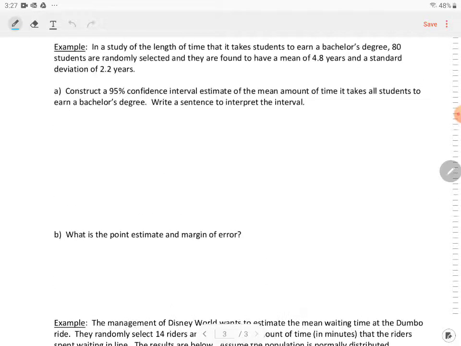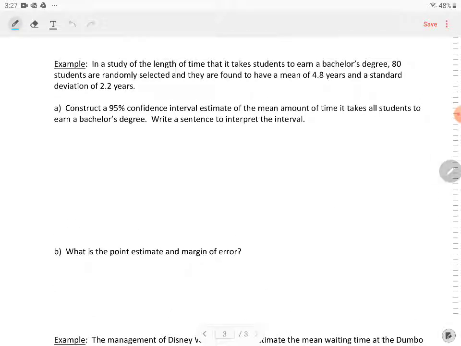Okay, so let's look at another one that uses data. Not data yet. Last one is data. This is stats again. In a study of the length of time that it takes a student to earn a bachelor's degree, 80 students, here's your N, are randomly selected, and they are found to have a mean average of 4.8 years and a standard deviation of 2.2 years. Construct a 95% confidence interval estimate of the mean amount of time that it takes all students to earn a bachelor's degree. Write a sentence to interpret this result.